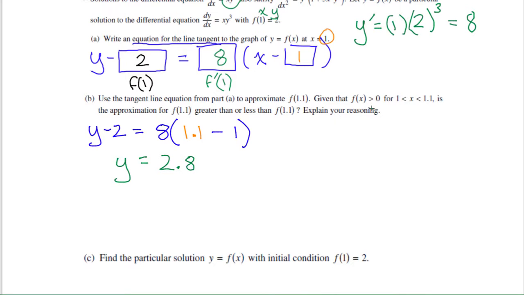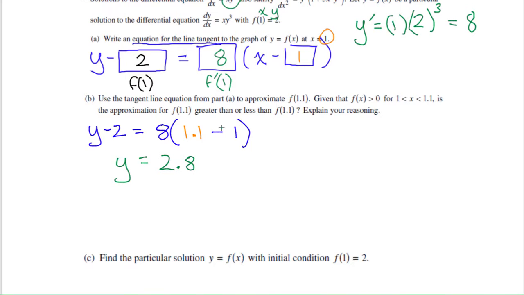Okay, this is the key part. Is this approximation 2.8 greater or less than the actual value? So is it an over approximation or an under approximation? What do we need to check? If 2.8 is greater than 1 but less than 1.1.